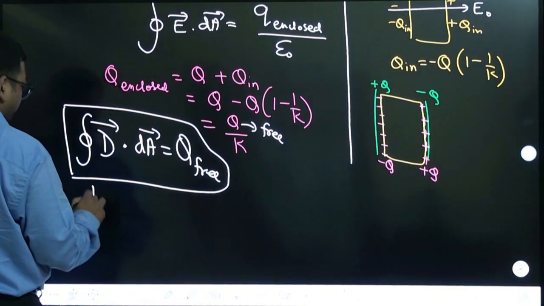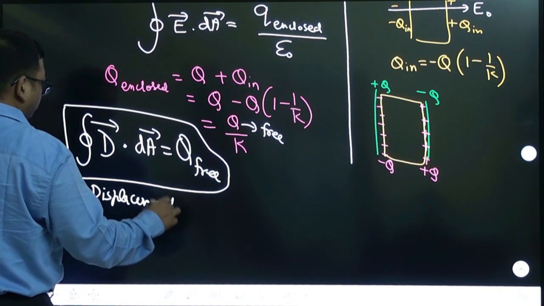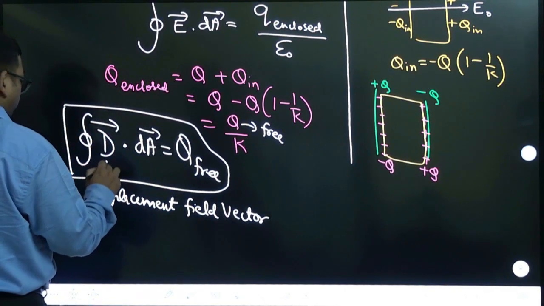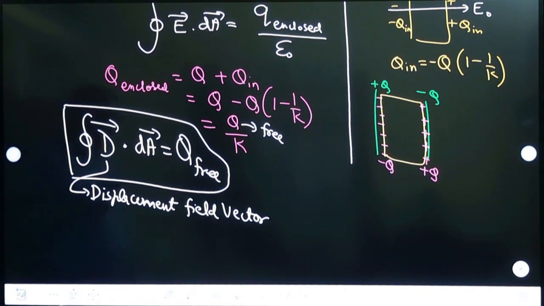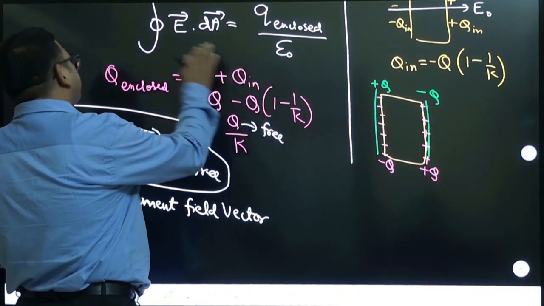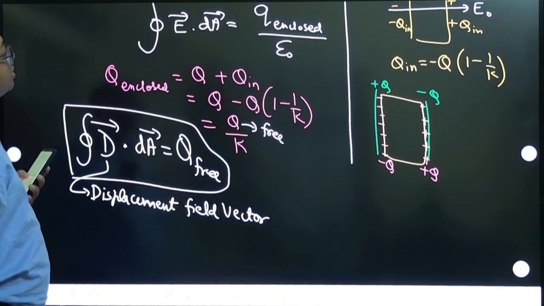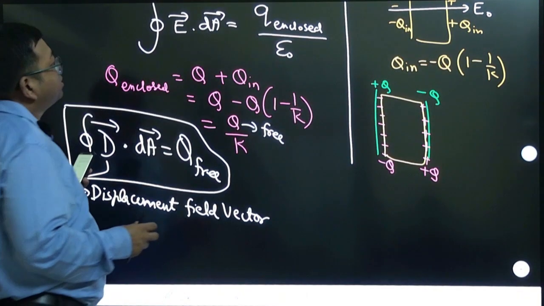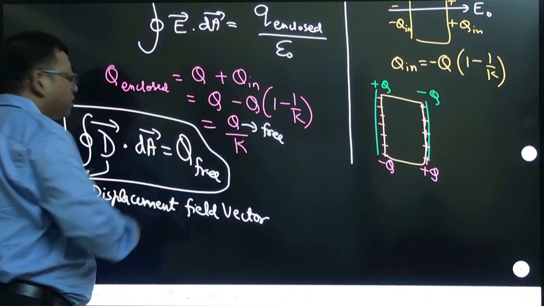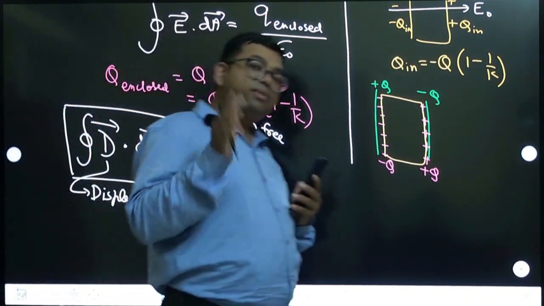Displacement field vector. Okay, this D vector is called the displacement field vector. So what is the displacement field vector? Basically, if the medium is not there, then it is epsilon naught into E. That is what it is. But if some medium is present, then that k times will come in here, and then some calculations are there. And this idea is generally not discussed more. In advanced level, it is discussed.